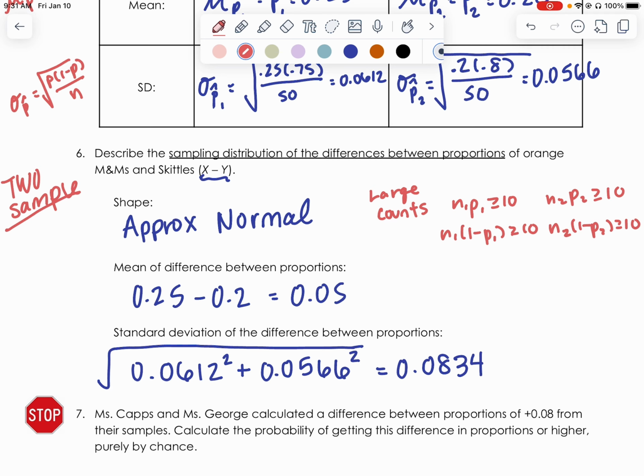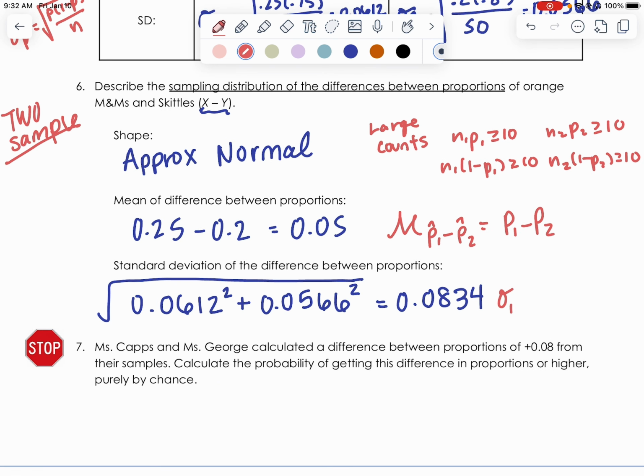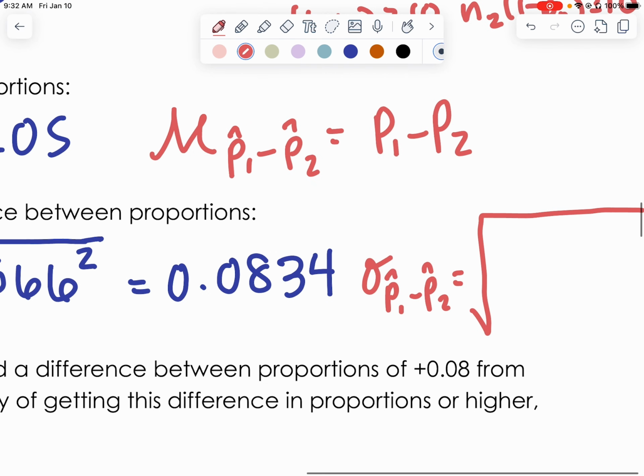Okay. Now for the mean, the formula for mu sub p hat 1 minus p hat 2 is just p1 minus p2. And then for the standard deviation of p hat 1 minus p hat 2, the formula is, and now this is going to look a little bit crazy. Might not even have enough room here, but let me write it and then I'll explain it. It's the square root of P1 times 1 minus P1 over N1 plus P2 times 1 minus P2 over N2.